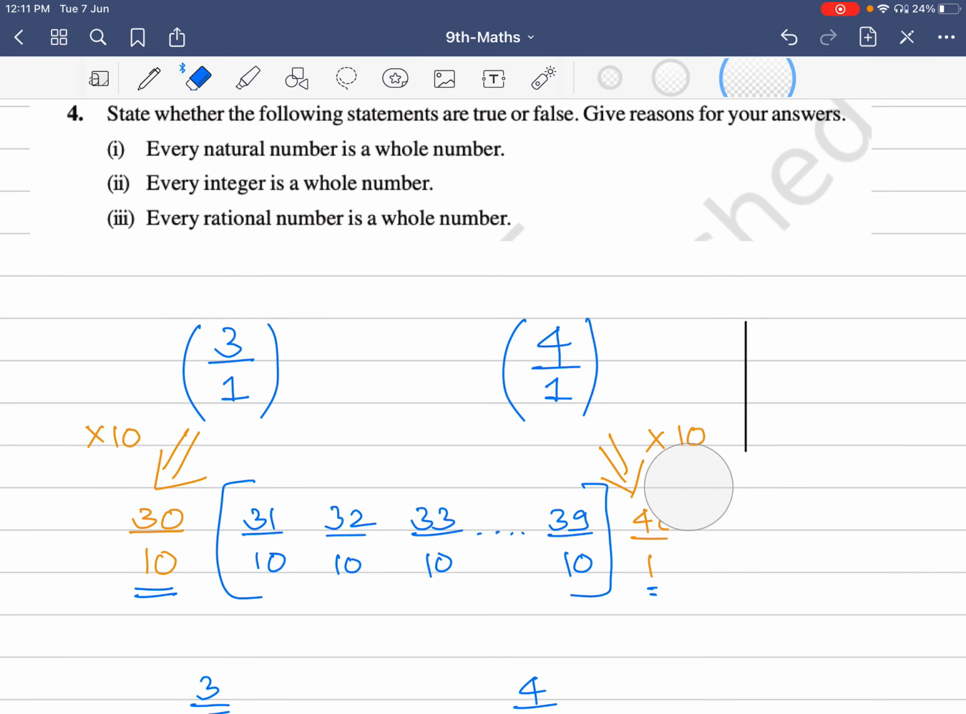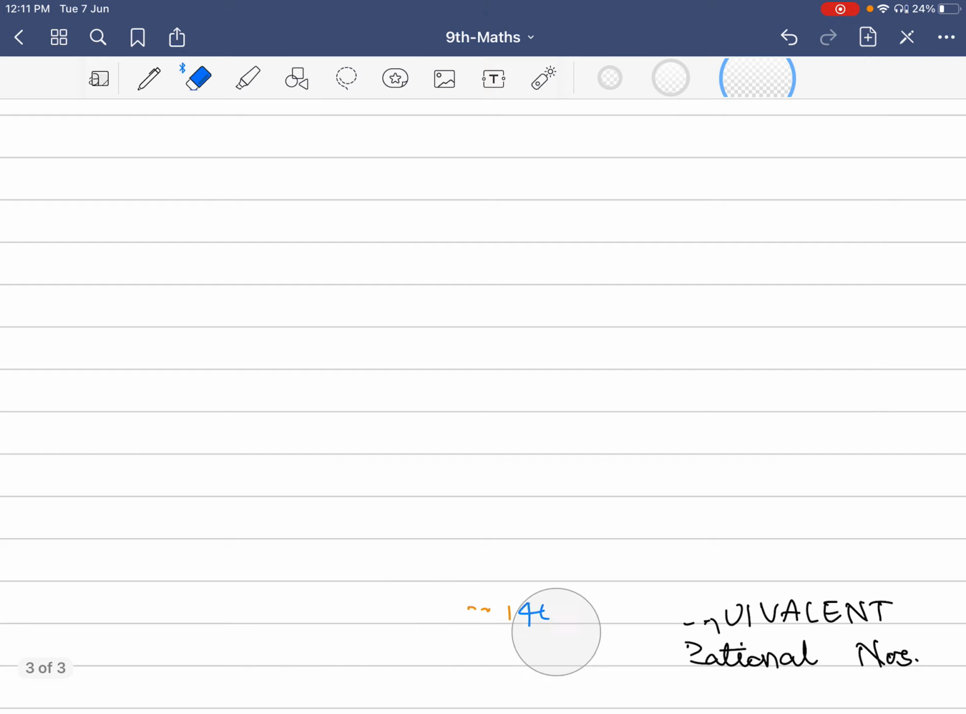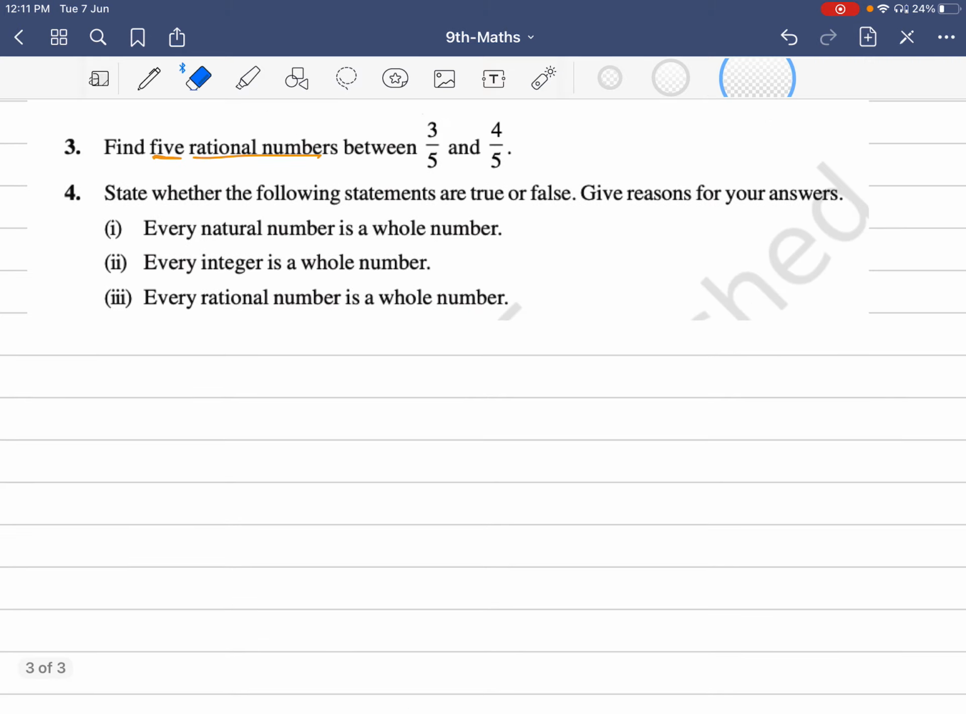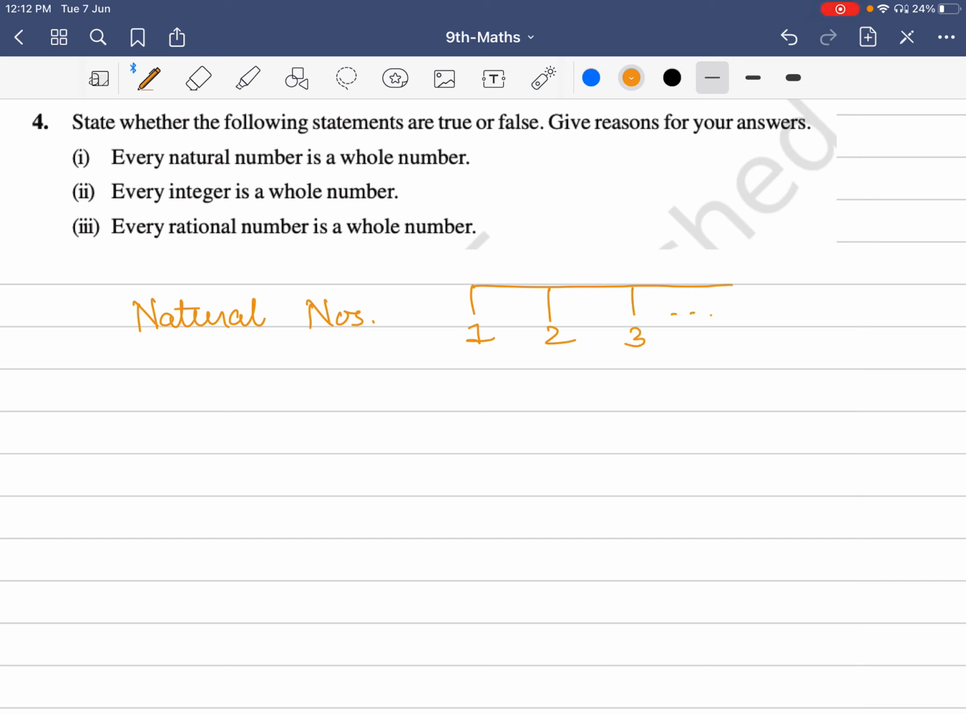Now, statement number 1 reads, every natural number is a whole number. So very quickly, first let's make a number line representation of natural numbers. So these are natural numbers. They are represented like this. It starts from 1, 2, 3, and so on, and there is an arrow here which indicates infinity.